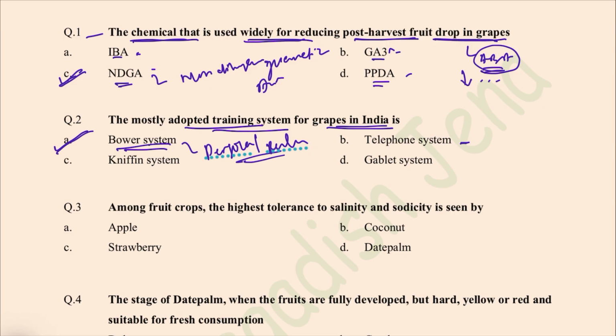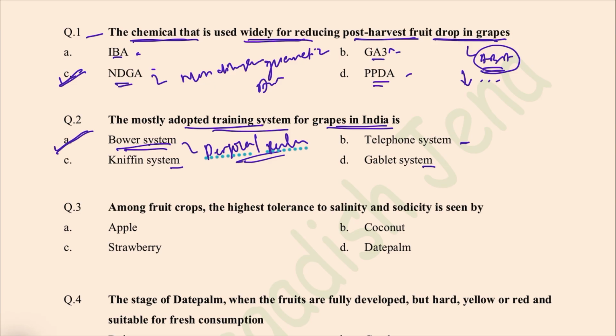Telephone system is a type of vertical trellis system with multiple wires, generally less suited for the extreme vigor of commercial varieties in India compared to the Bower system. Kniffin system is a simple four-arm horizontal canopy system used in temperate regions where low to medium vigor vines are common. It is not the most adopted system in high vigor Indian vineyards. Gablet system is a modified trellis system that uses a double curtain arrangement. While used in some locations, it is not that popular.